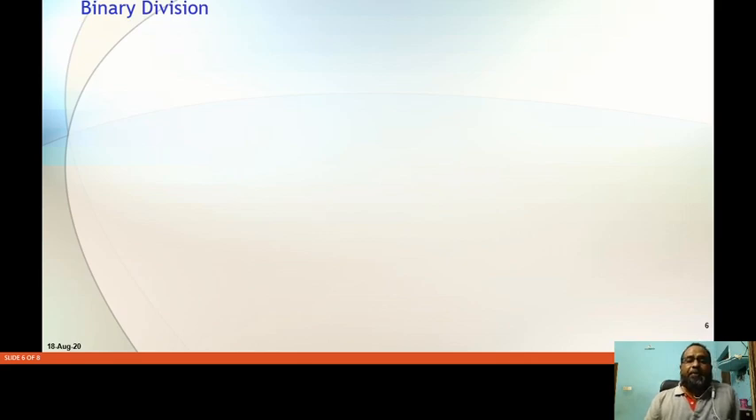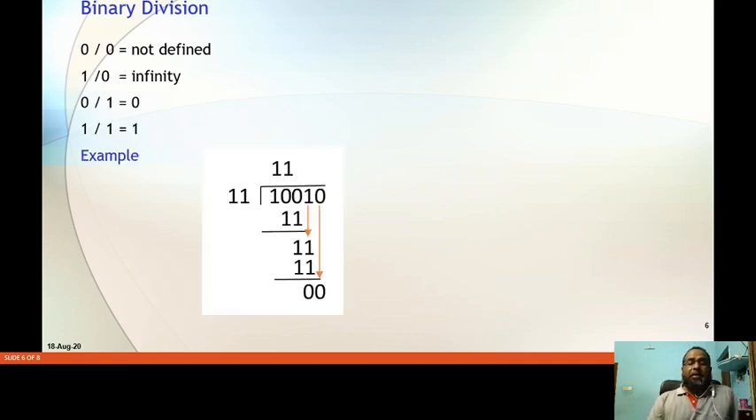Then division, of course, this is a little more complex than multiplication. Here 0 by 0, no way, 1 by 0, no way, 0 divided by 1 is equal to 0, and 1 divided by 1 is equal to 1. The operation can be carried out just like our decimal division.